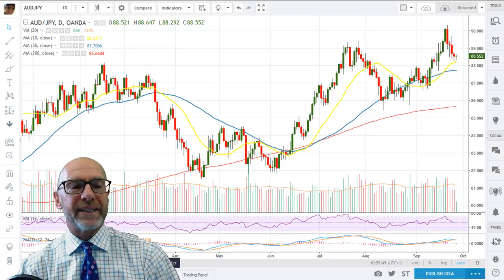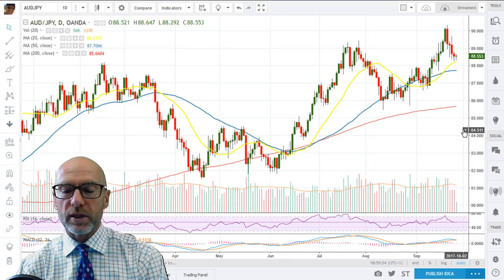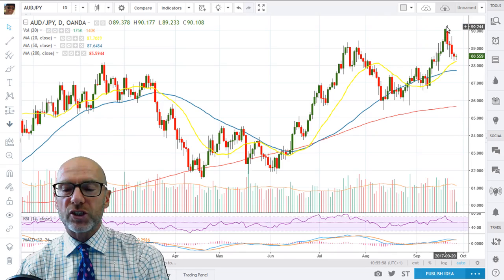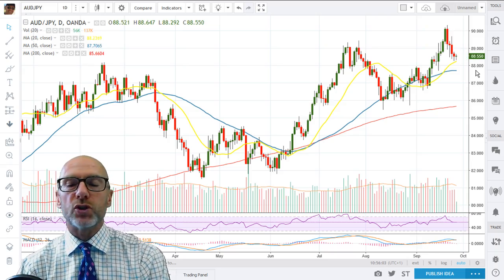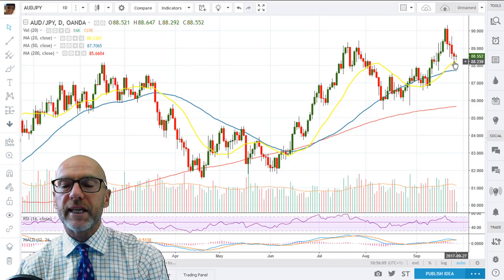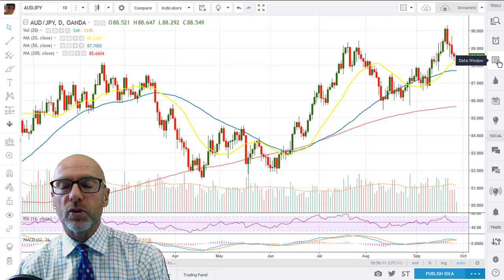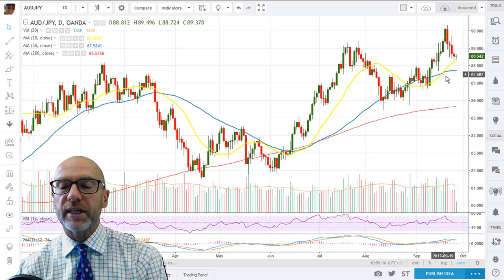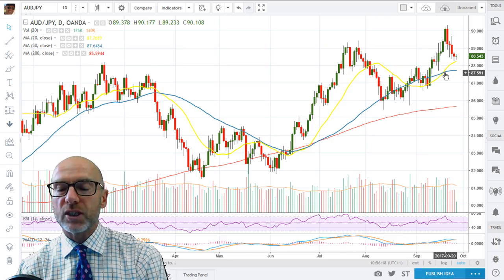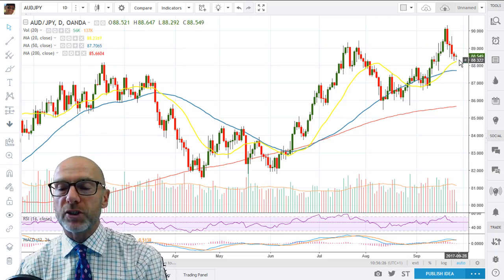So here we are on the daily, and you can see that the Aussie dollar had a very good run through August, September, reached a high on the 20th of September, has now come back. It's coming back to support. You can see the rising 20-day moving average, which is the yellow line. That comes in at 88.24, and it was positive that the 20 crossed the 50 as they were both moving up on the 20th of September.